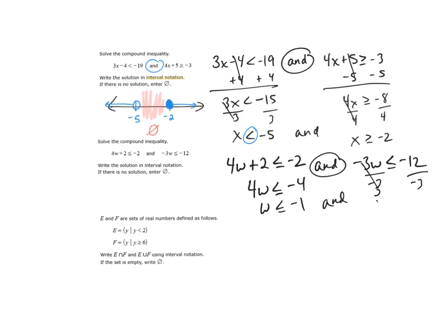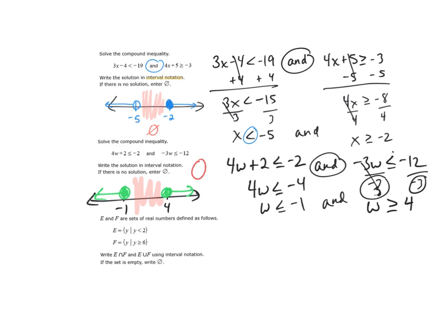Now remember, when you're dividing by a negative, in this case dividing by -3, you're going to switch the sign. So this becomes greater than or equal to. All right, so we're going to graph it again. We've got -1 and we've got 4. So w is less than or equal to -1, so it's going to look like this. And then w is greater than or equal to 4. So again, there is no overlap, and the answer is no solution.